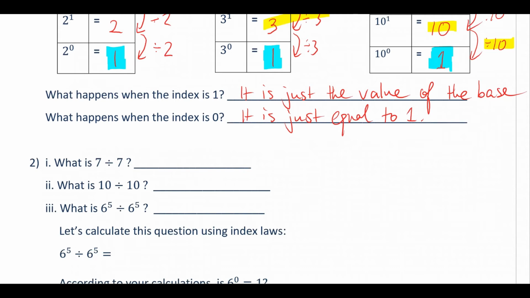Okay, question 2. What is 7 divided by 7? Again, use a calculator to check yourself. That should bring you to the number 1. What is 10 divided by 10? That should also be equal to 1. And what about 6 to the power of 5 divided by 6 to the power of 5?